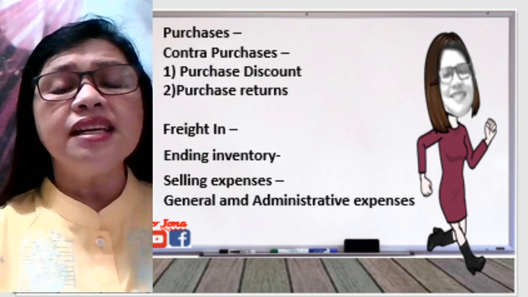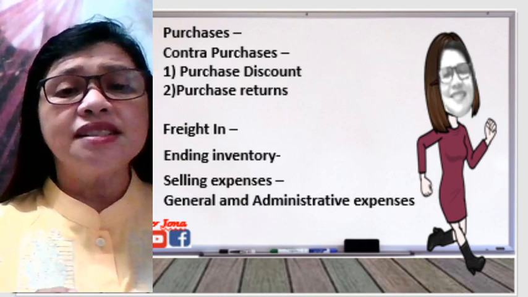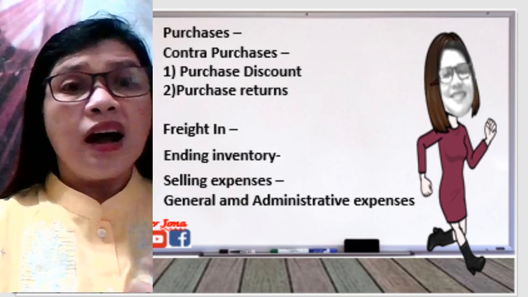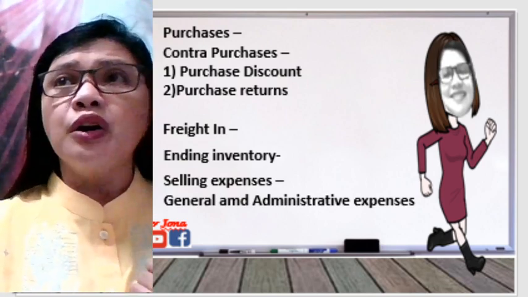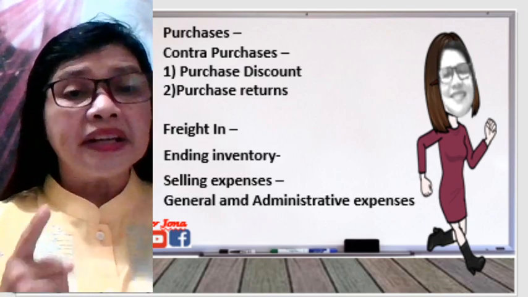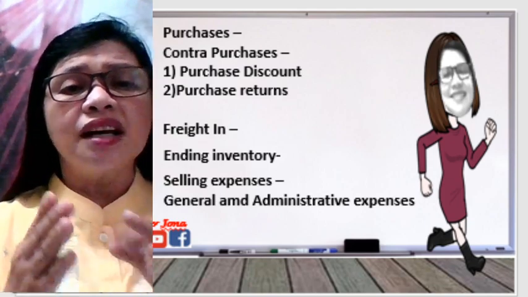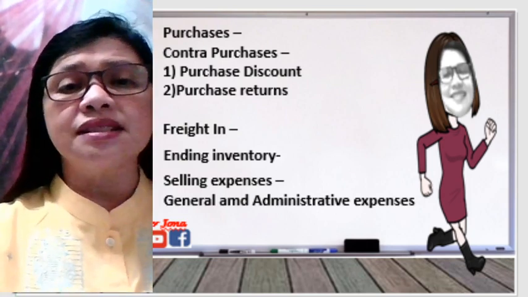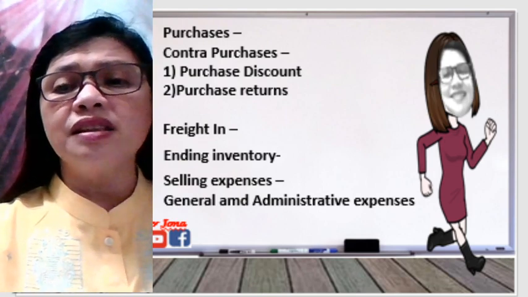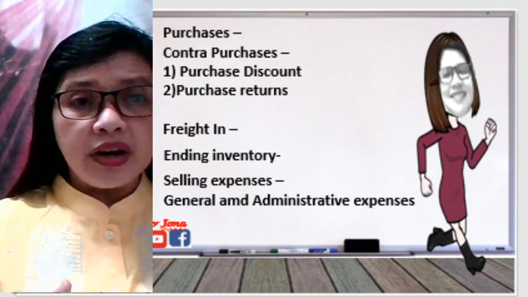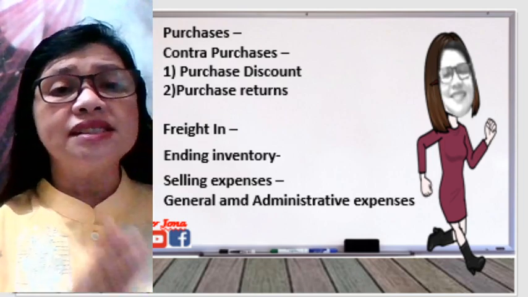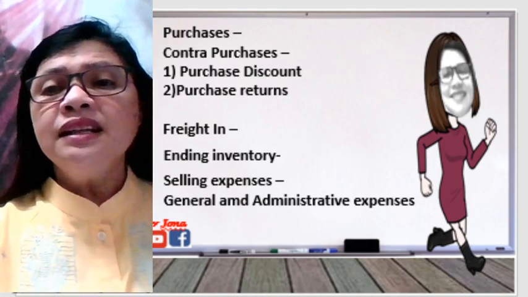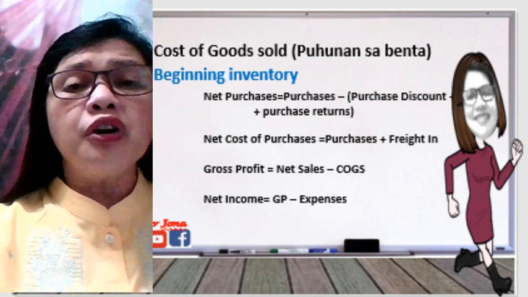Then we have the selling expenses. These are expenses directly associated with the sale of merchandise. Examples of this are the delivery costs or delivery expenses, or when we pay our marketing people. These expenses that are directly associated with the sale of the product, we call the selling expenses. But we also have the general and administrative expense. These are the expenses incurred which cannot be associated with a sale but are necessary in the operations of a business. Then, for our next slide, we have the cost of goods sold.